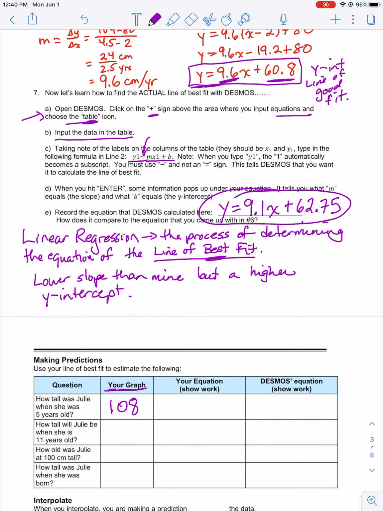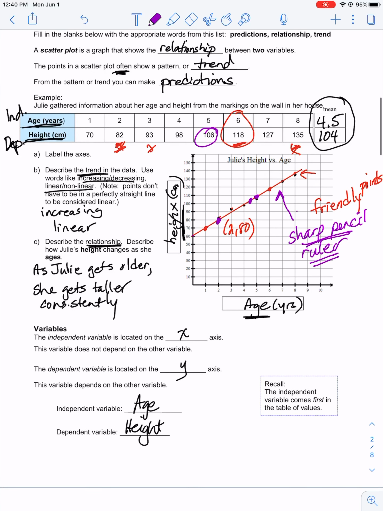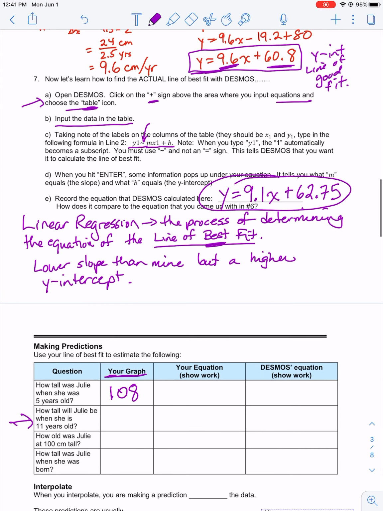I'm going to do all the graph questions first. How tall will Julie be when she is 11 years old? Well, when she's 11 years old, I'm going to have to extend my line of best fit, and I'm just going to make a bit of an extension here. And she's 11 years old along here. It is going beyond my graph, but I think I can tell. This is 150, 160. I'm going to say she's going to be about 170 centimeters tall.